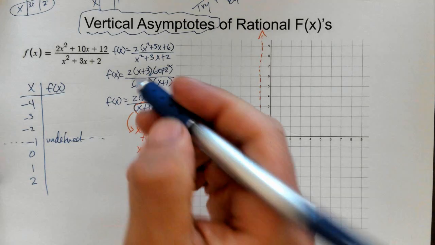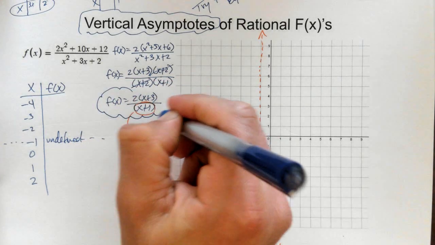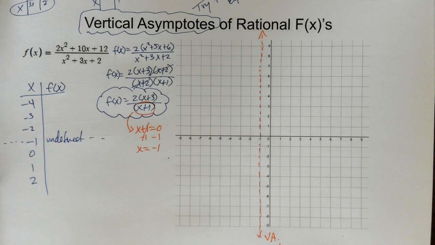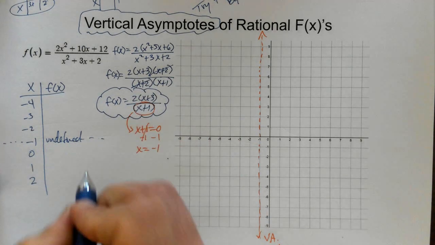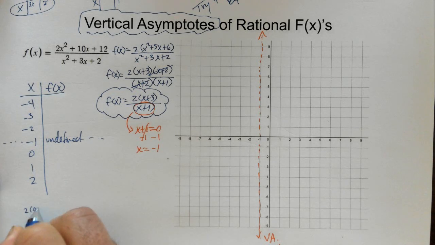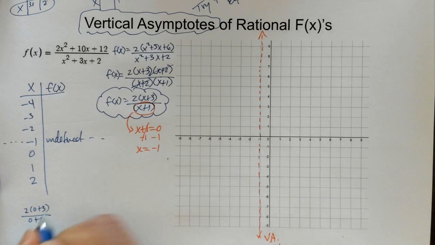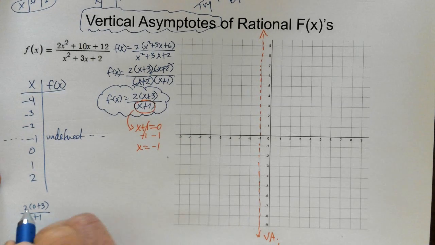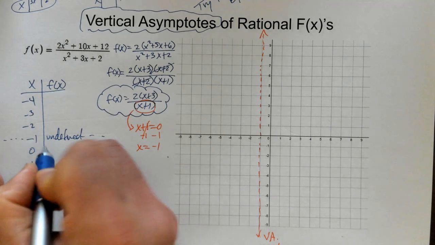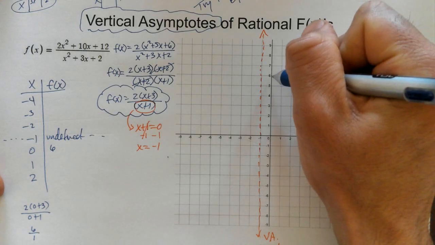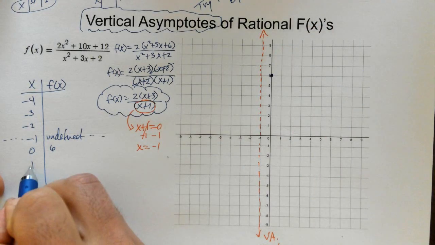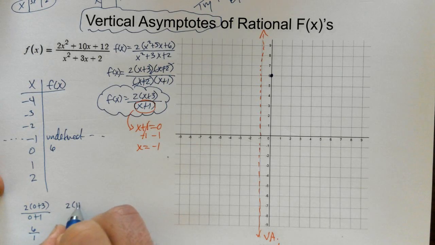My goal is to now use my new simplified function to plug in all of these points. I can plug in 0 in here. I can do, let's see, 2 times 0 plus 3 divided by 0 plus 1. I'm just plugging in for the x's. 0 plus 3 is 3. 2 times 3 is 6 divided by 1 is 6. So at 0 I go to 6. When I plug in 1 in there, I do similar. 2 times 1 plus 3 divided by 1 plus 1. This is going to give me 4 times 2 is 8 divided by 2, which gives me 4.